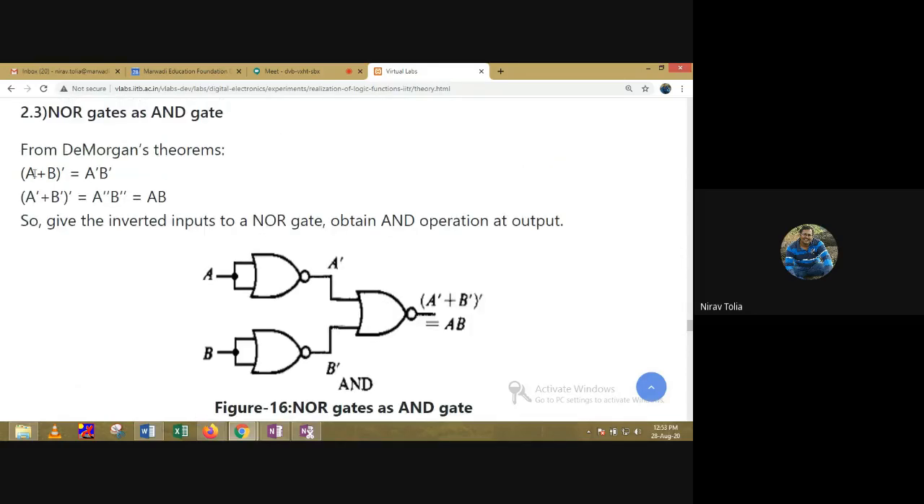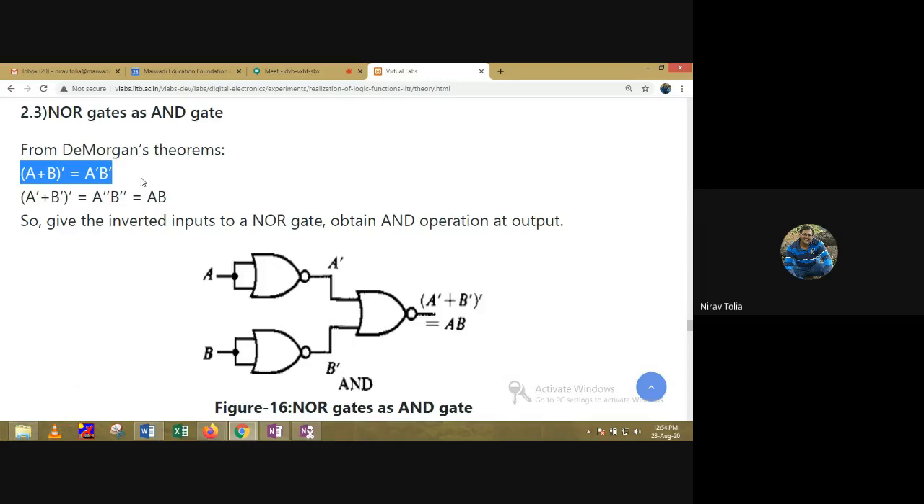Now we have two rules of De Morgan's theorem. This is the second rule. What it says: A plus B whole bar is equal to A bar dot B bar. The first rule says: A dot B whole bar is equal to A bar plus B bar. Okay.